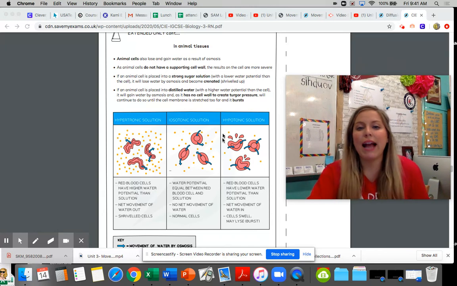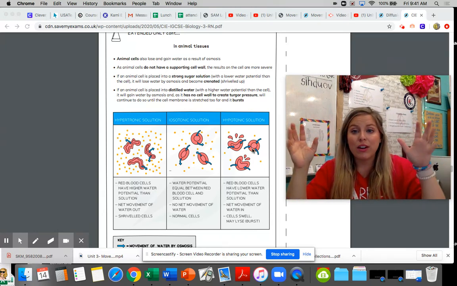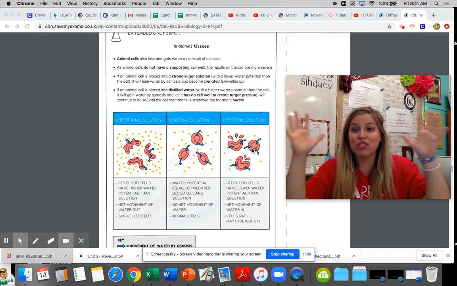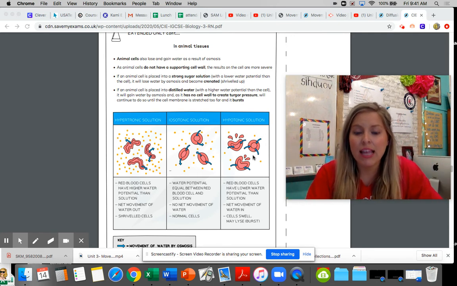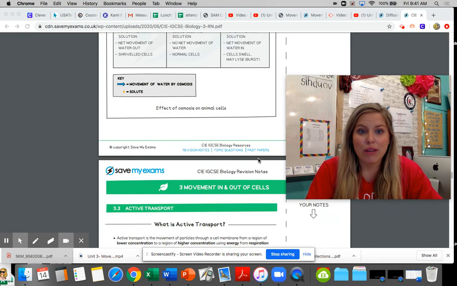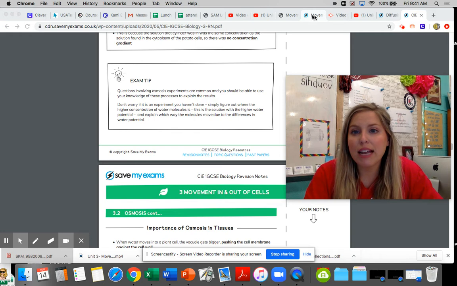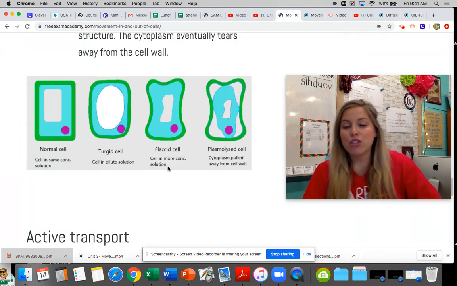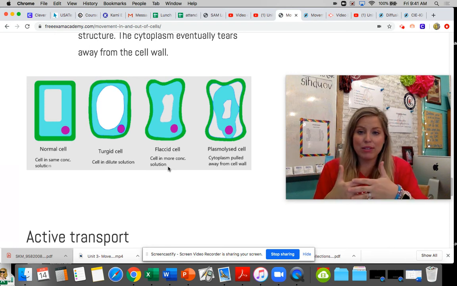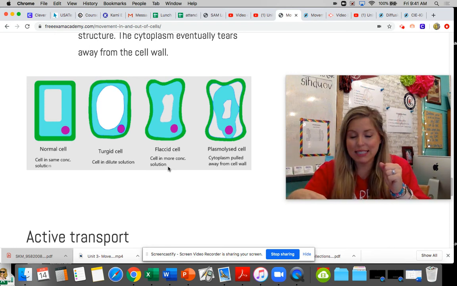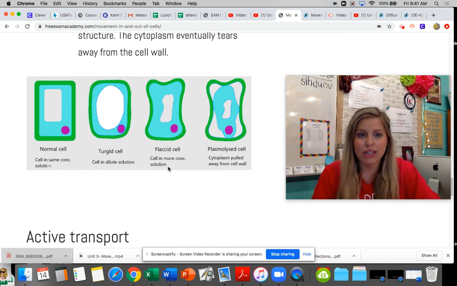Okay, so that's what happens if there's too dilute a solution on the outside of the cell. That water will rush in and ultimately burst the red blood cell. We also need to look at one more slide. I'm going to click over to discussing plant cells with these ideas of what happens when we are placing a plant cell in a dilute solution or placing a plant cell in a concentrated solution.